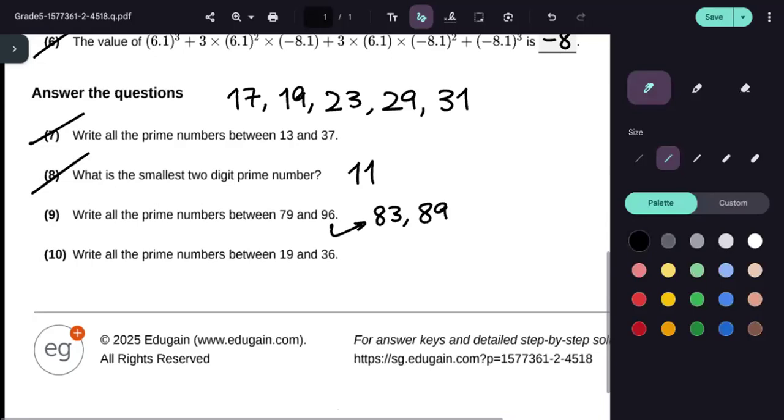Okay, next one. Number 10. Write all the prime numbers between 19 and 36. So what do we have? We will start with the obvious 23. Okay, 29, 31, and that's it.